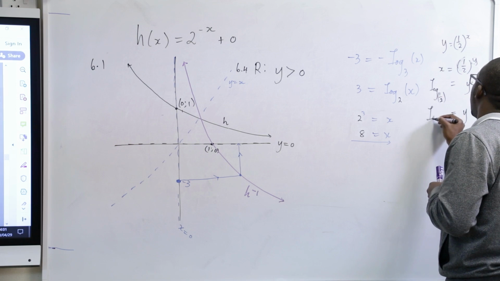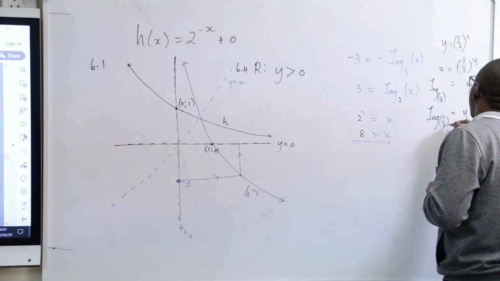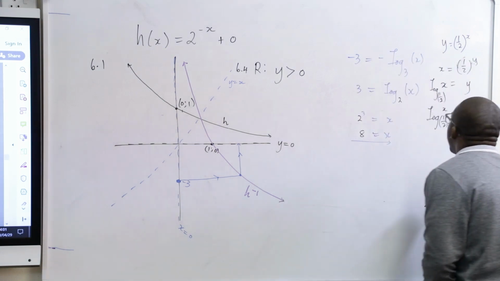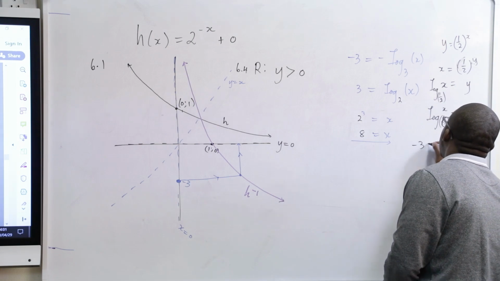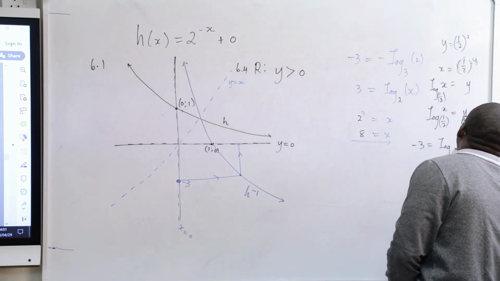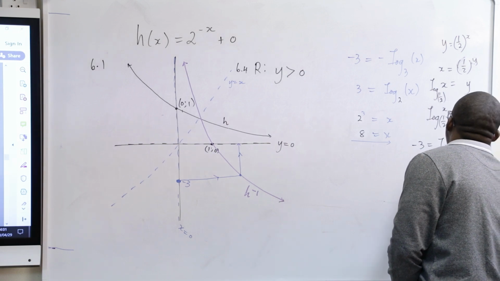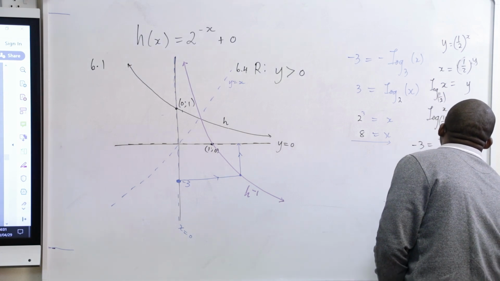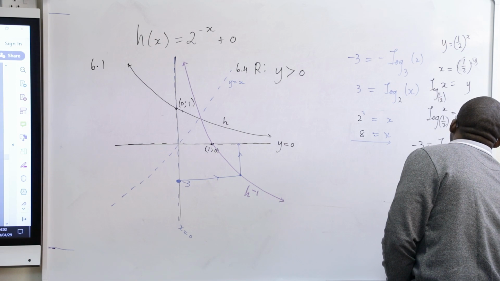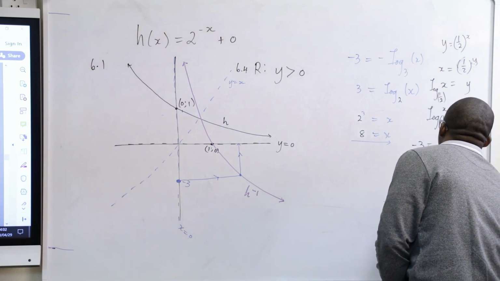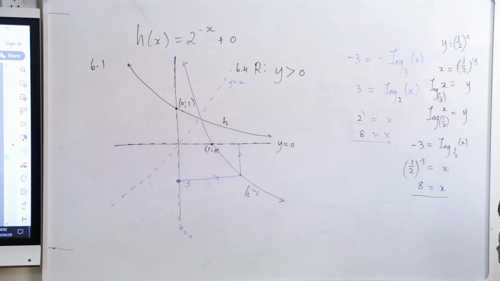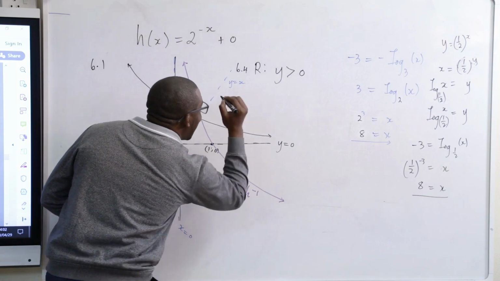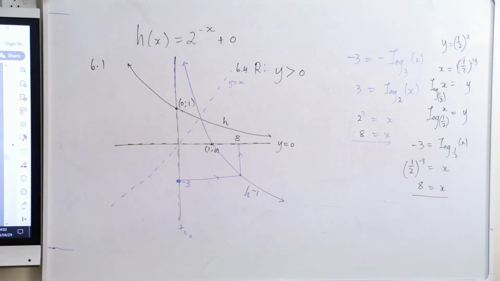Y is equals to log to the base half of x. Therefore, its y value is to be -3. So -3 is equals to log to the base half of x. This was going to be half to the -3 is equals to x. X was just going to be 8. Two different approaches, same answer. So the corresponding value here was 8.